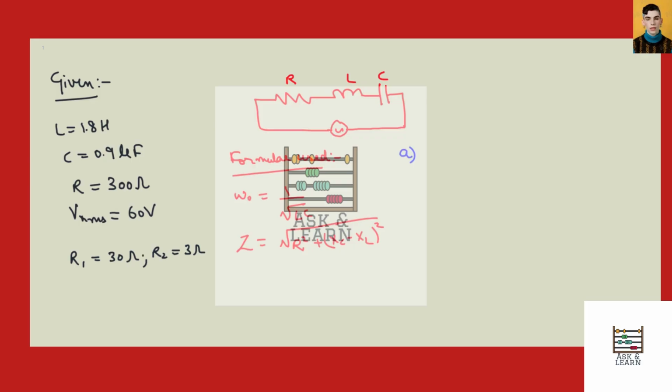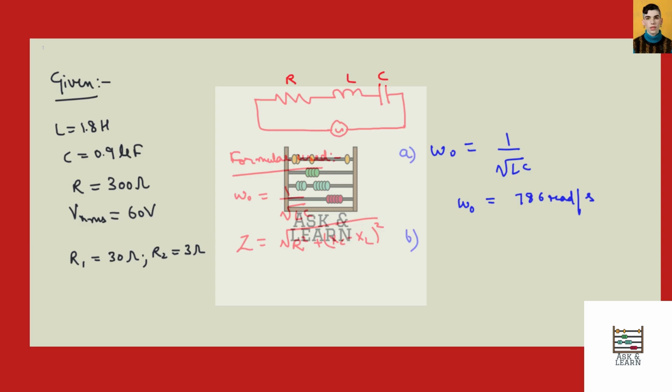We need to find the resonance frequency, which is equal to 1 over root of LC. So we have omega naught equals 1 over root LC. Putting the values of L and C, this comes out to be 786 radian per second. Now we go to part B.